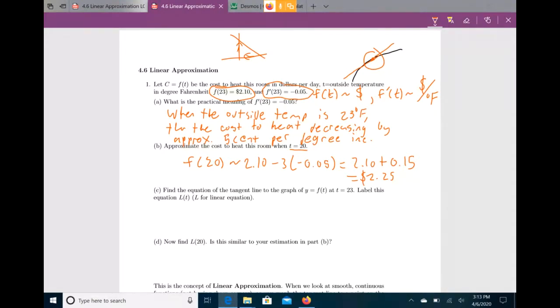All right, so we're just using the linear approximation here to do it. We're looking at the derivative at a given point and assuming the function's more or less linear around that point. So we just move over 3, up 0.15.